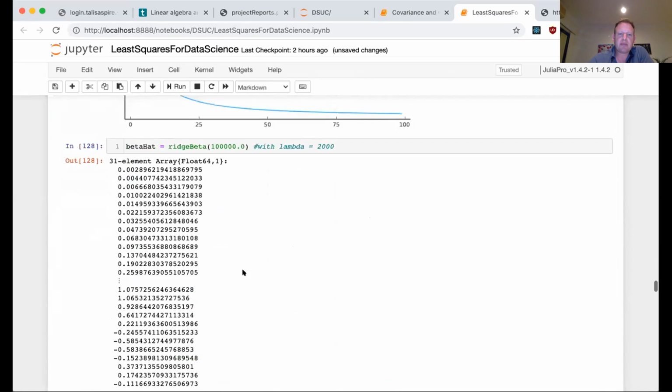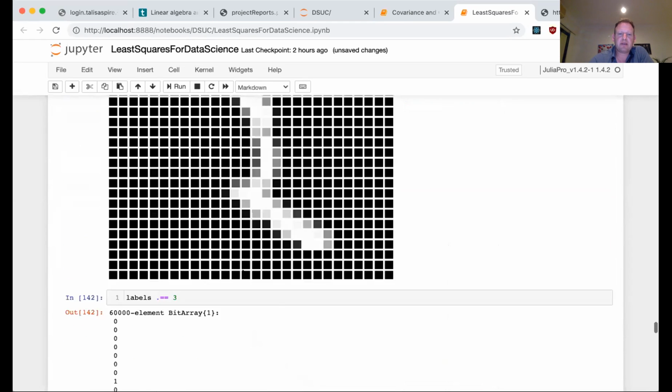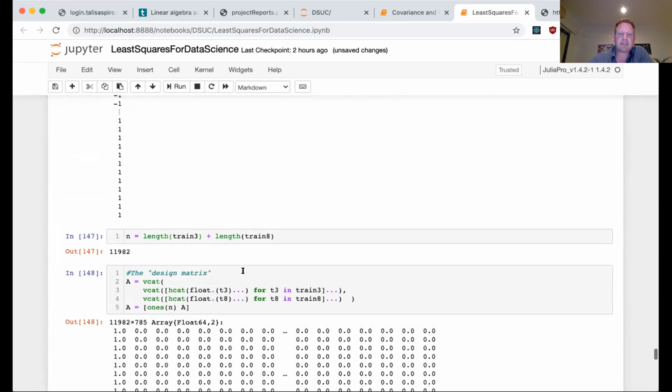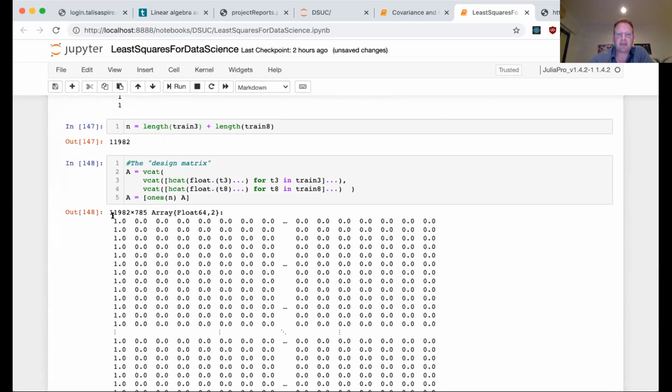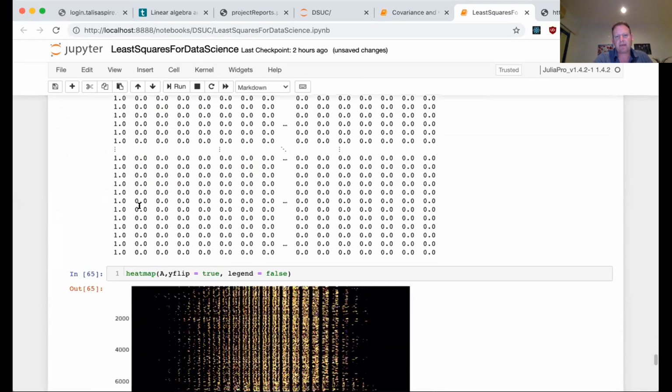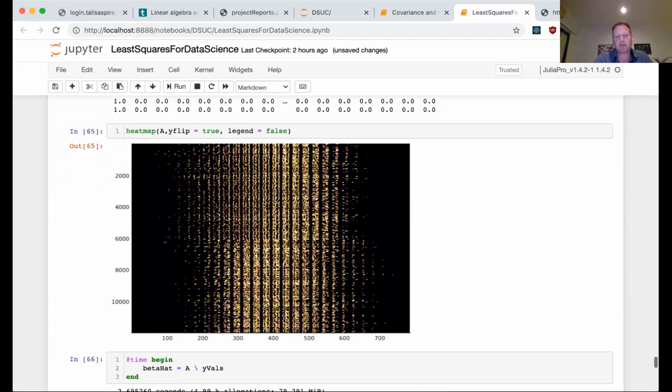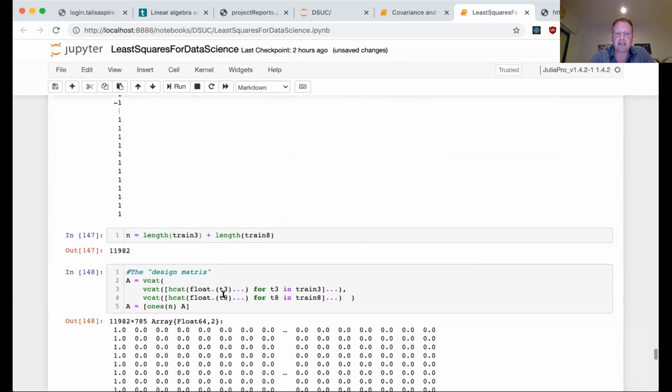Now, the number of features which we have is 785. Why do we have 785 features? We have 1 for the intercept, and then 784 is 28 by 28. And this is the number of observations. I can plot the A, but that's not so interesting. The reason I'm plotting is to see that around the edges you got a lot of 0. All these VCATs and HCATs just took our images and converted them first of all to floats out of an image and then vectorized them.